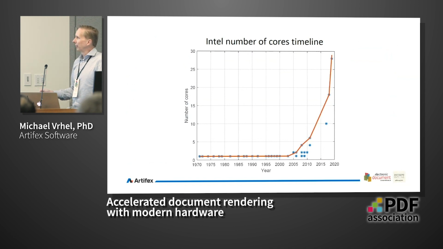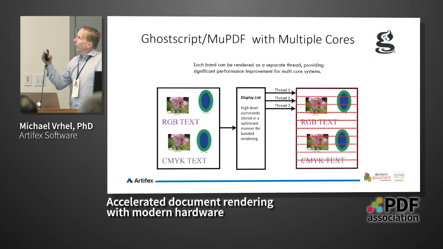So I do a plot, again this is for Intel, of the number of cores on a timeline that occur in CPUs. You can see that right around the time that we saw the rate of change of clock speeds slow down, we see this increase in the number of cores occurring in the CPUs. So what can we do with that? Well, this is what's done in both Ghostscript and MuPDF.